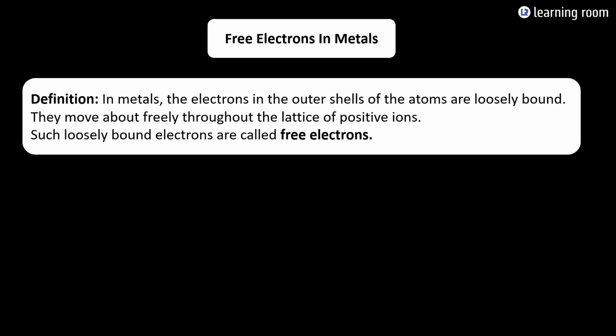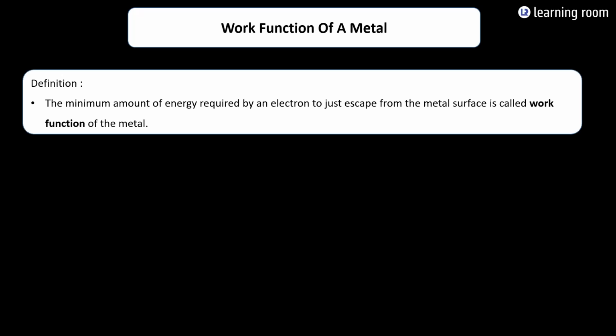Now listen. I used the words minimum amount of energy required for the electron that has escaped out of the metal surface to not come back into the atom. And what do you call that minimum energy? It's called the work function of a metal. So this is another term. The work function is the minimum amount of energy required by an electron to just escape from the metal surface. This is another word which we keep using repeatedly.